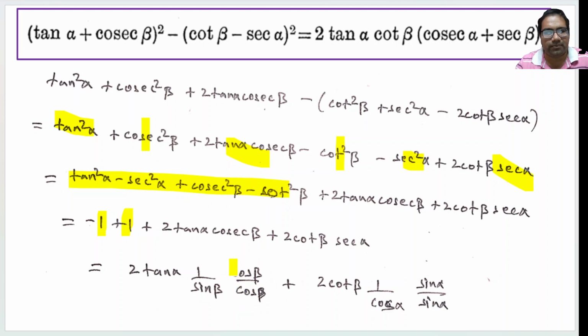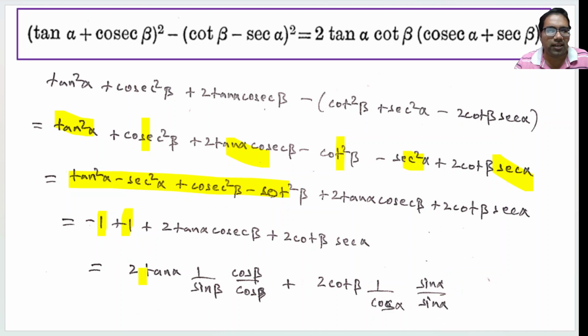Why are we doing this? We want a cot beta. This is basically equal to 1, but just because we want a cot beta, let's try doing this. Then this becomes cos beta by sin beta, which is cot beta. 2 tan alpha cot beta into 1 by cos beta, that means secant beta, plus 2 cot beta secant alpha. Again, secant alpha is 1 by cos alpha. Here again, we want sin by cos, which is tan alpha, so let's multiply with sin alpha, both numerator and denominator.